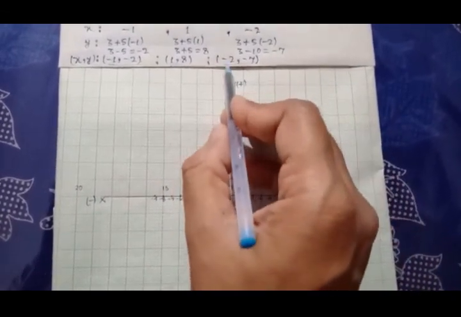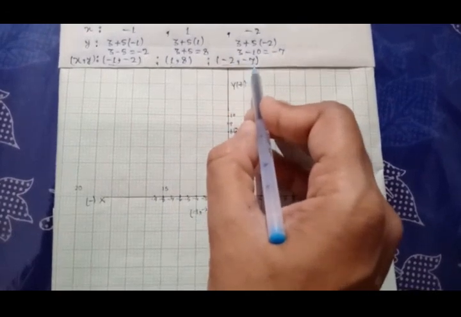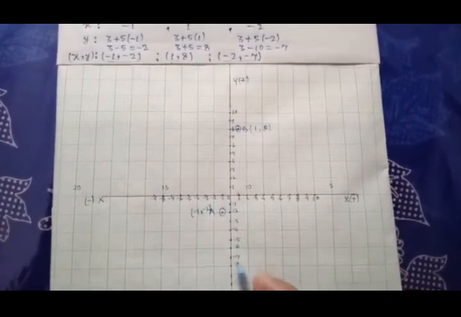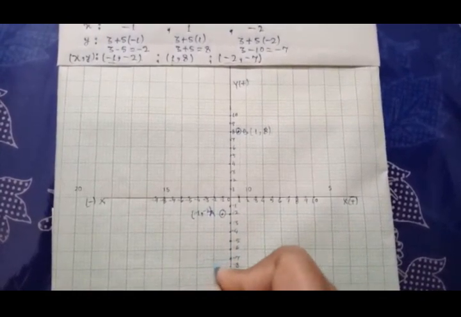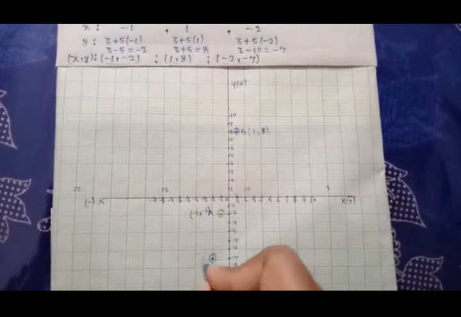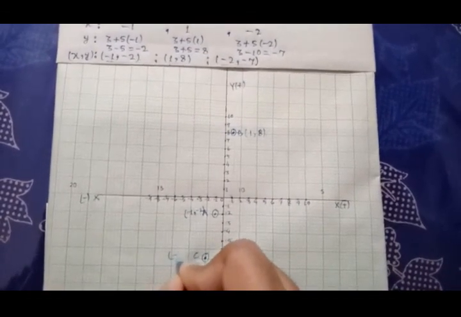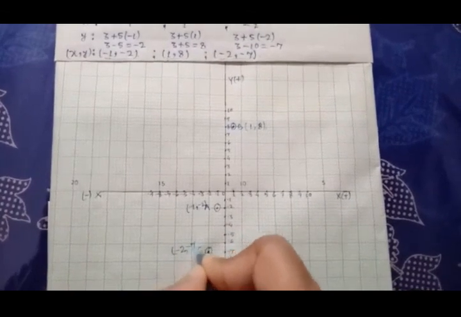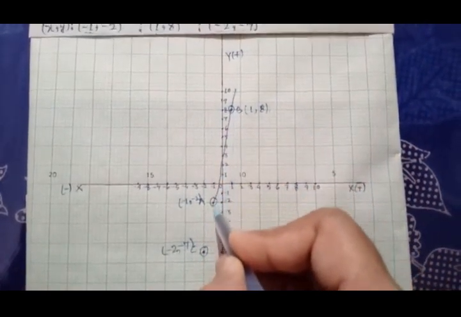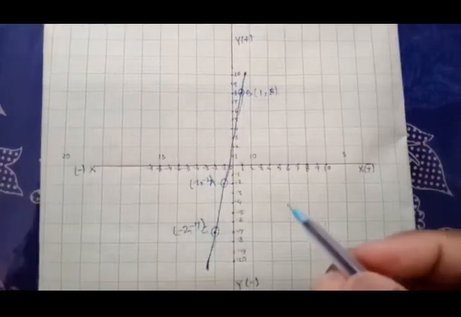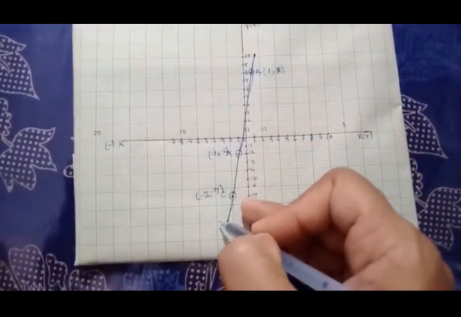Let's plot the third solution, minus 2 comma minus 7. So it is minus 2 and minus 7. So that point would be here. This is third point C, having coordinate minus 2 comma minus 7. If we join these points, obviously the pattern obtained will be a straight line. Okay, so the graph of linear equation in two variables is found as a straight line. That's it.